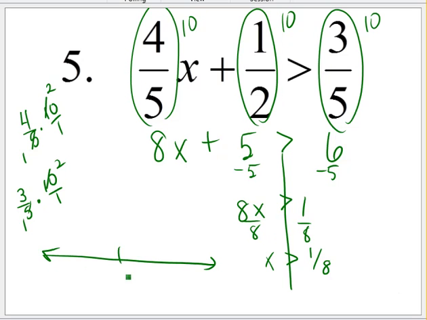1/8 is between 0 and 1, so I'll place 1/8 right here. I have an open dot on 1/8, and I'm going to shade to the right because it's greater than 1/8.